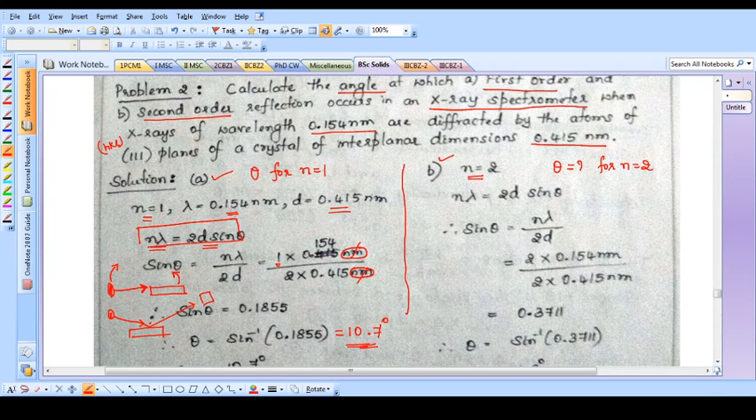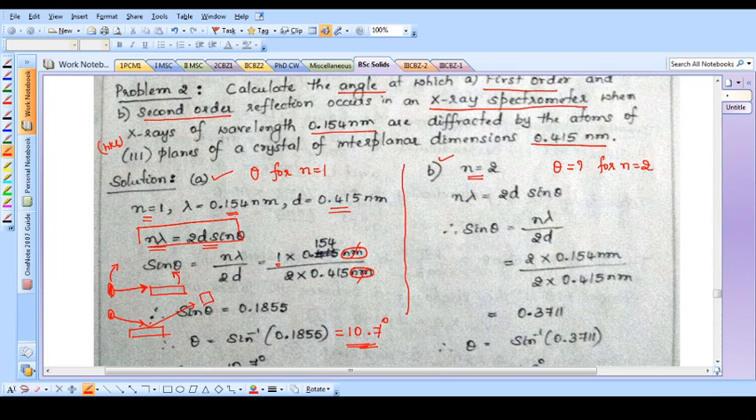Now what we do is we further increase the angle beyond 10.7 degree. When the angle now becomes 10.8 degree, immediately n lambda is equal to 2d sin theta is not satisfied. So there is no bright spot at 10.8 degree. Further I will increase the angle. At a particular angle theta, again a bright spot is observed. That angle also corresponds to Bragg's angle, but it corresponds to a second order reflection.